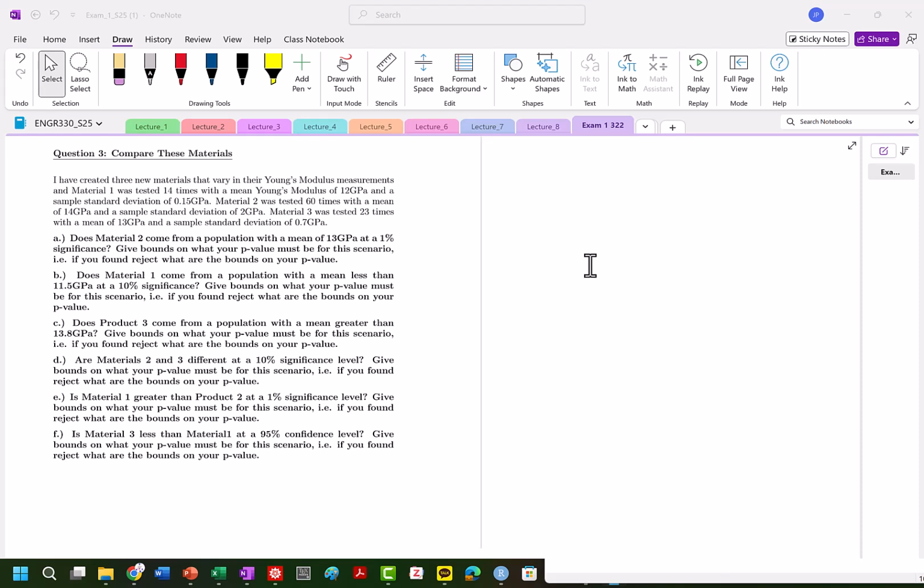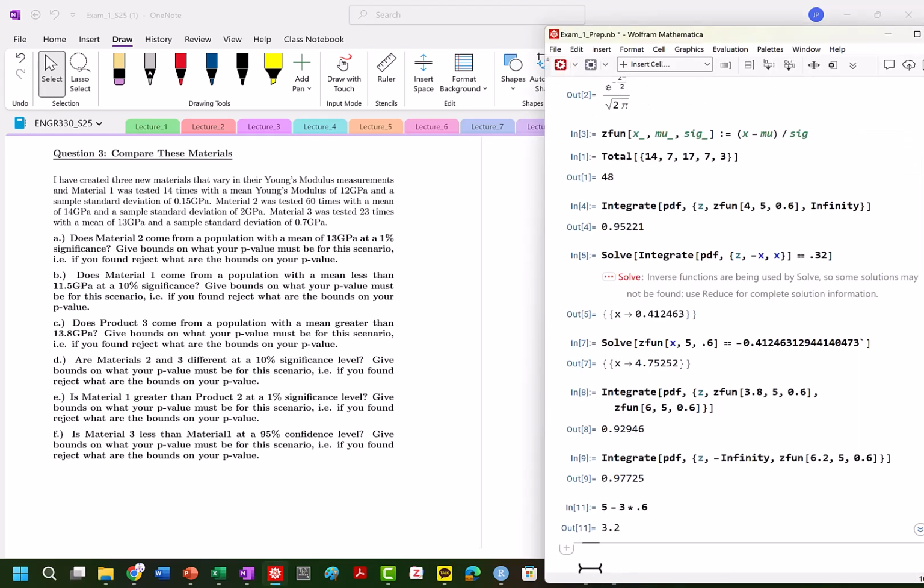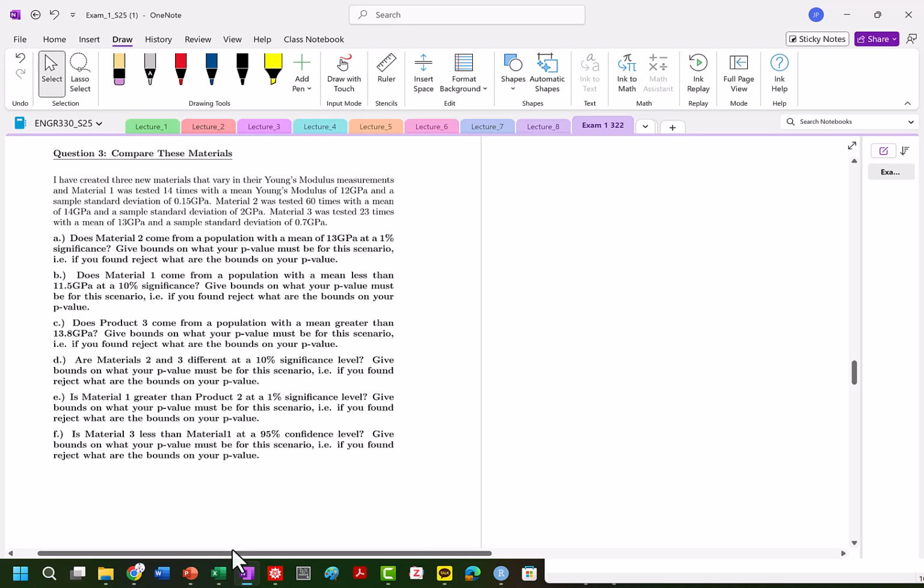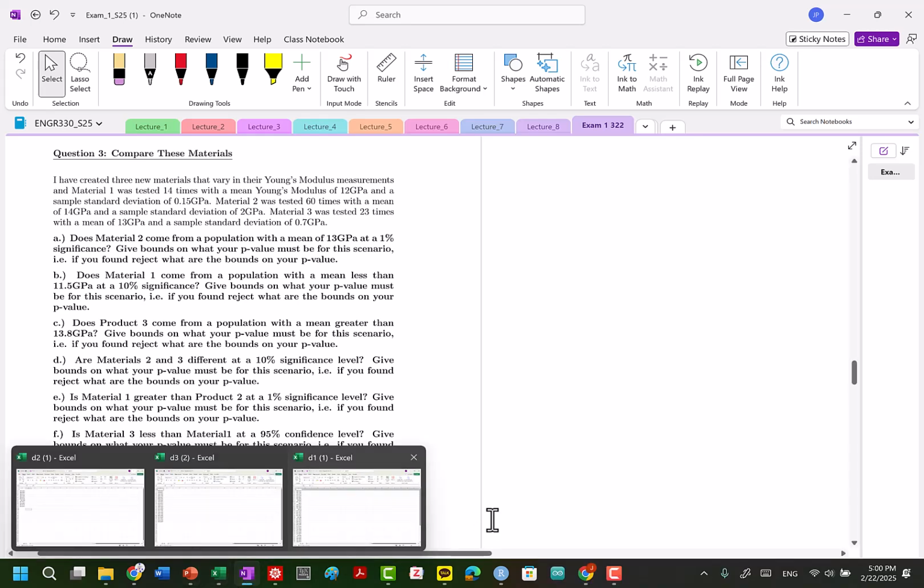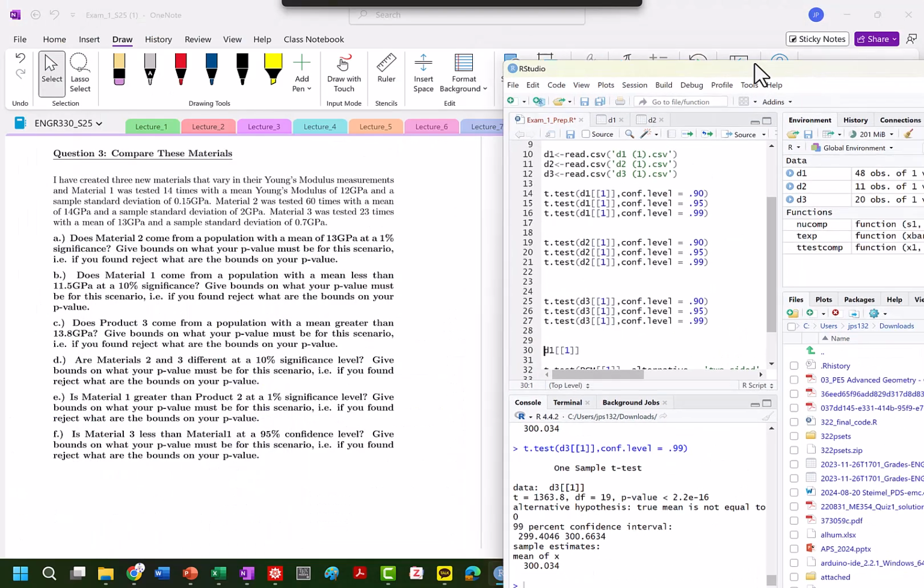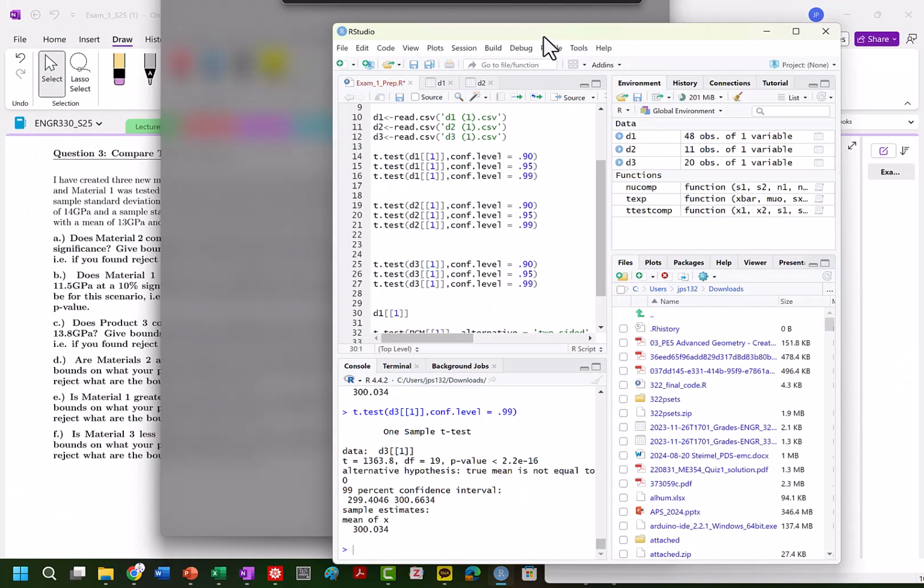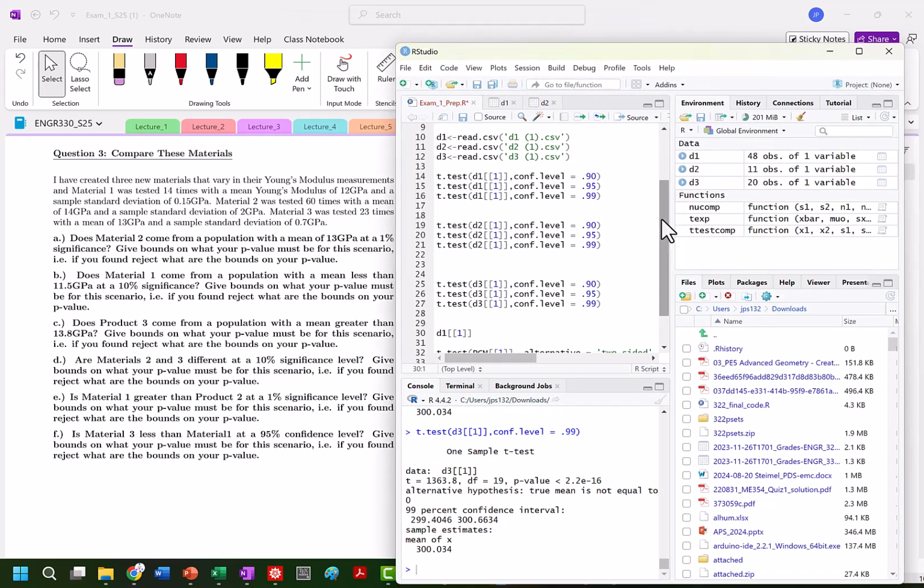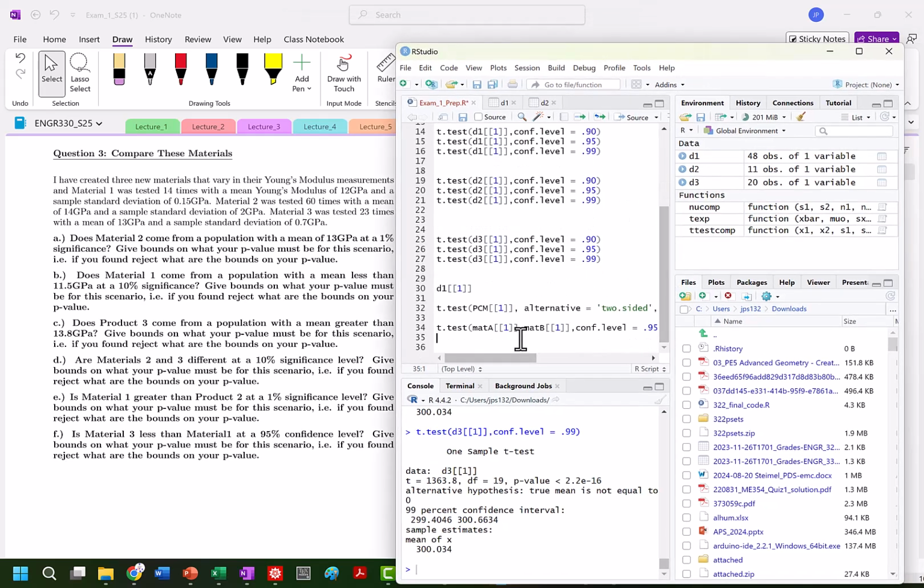All right, everyone, we are going to go through question 3 for our exam 1, excuse me. So let's go ahead and start by doing some definitions, and we'll define those in R.